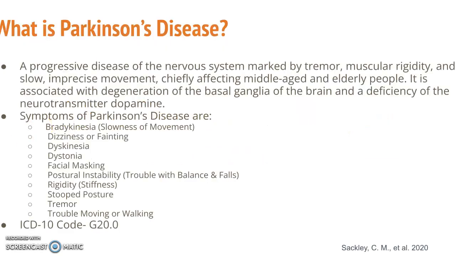So first, I would like to start by speaking about what is Parkinson's disease. Parkinson's disease is a progressive disease of the nervous system marked by tremor, muscular rigidity, and slow, imprecise movement, specifically affecting middle-aged to elderly people. It is associated with the degeneration of the basal ganglia of the brain and a deficiency in the neurotransmitter dopamine.